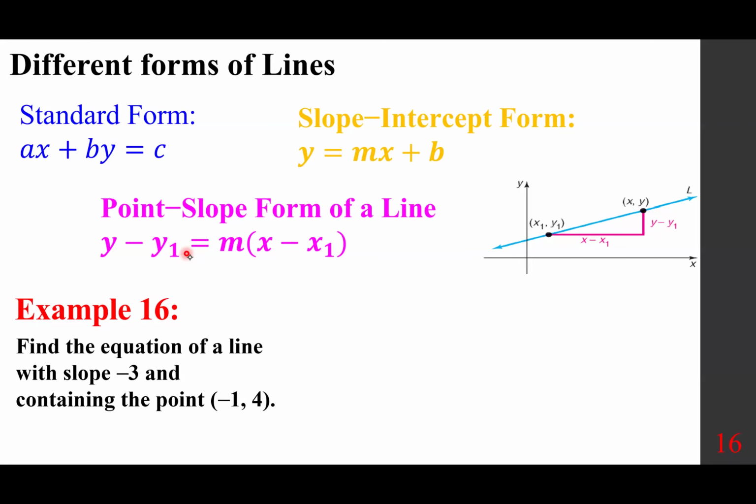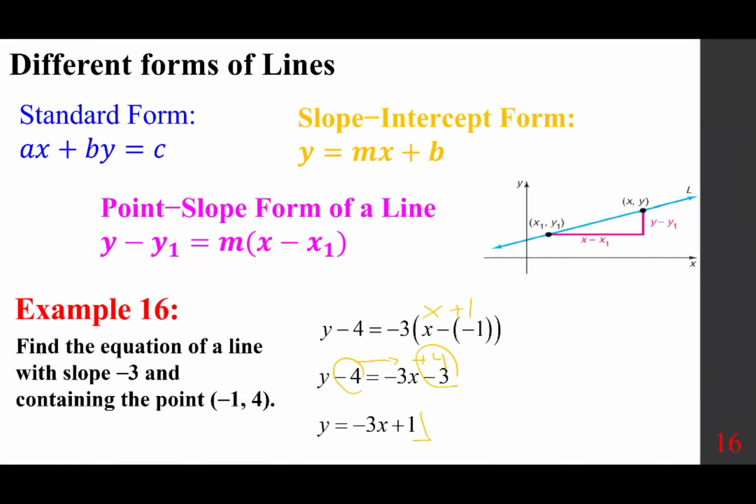So various formats. If you want to stick with that, y minus y1, that means y minus 4 equals m, negative 3, times x minus x sub 1, that means x minus minus 1. And that makes this plus 1. You distribute the negative 3. The negative 4 becomes positive 4. And here's the equation. You should always put it in slope-intercept form unless asked otherwise.